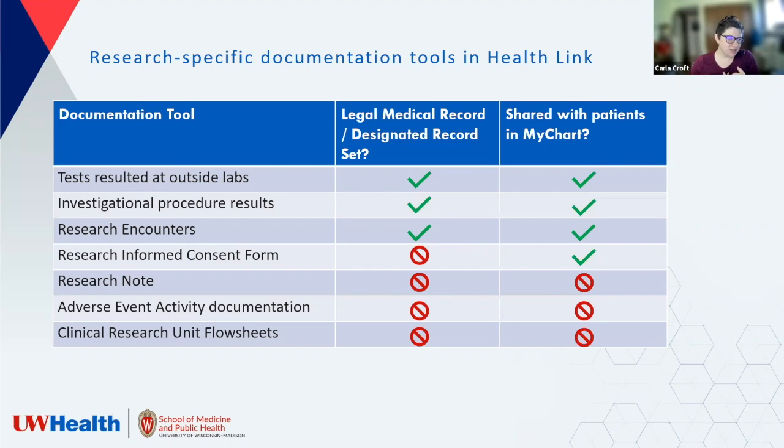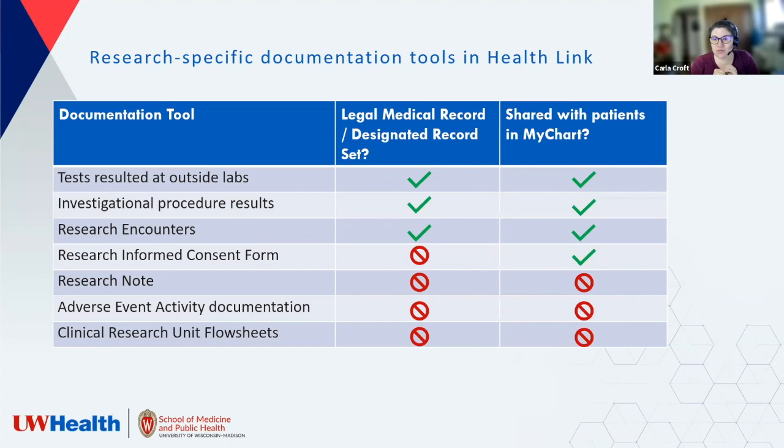So tests resulted at outside labs, investigational procedure results, again, both of those must be CLIA certified labs or FDA approved for diagnosis devices in order to be included in HealthLink. But if they are, they're considered part of the legal medical record, part of the designated record set, and therefore they can be shared with patients via MyChart. Research encounters.